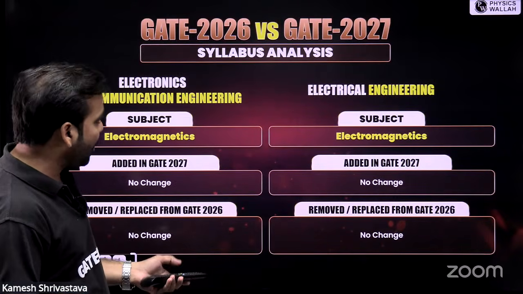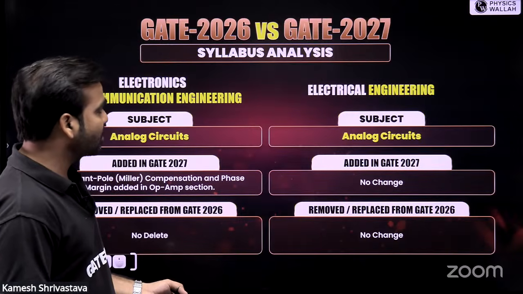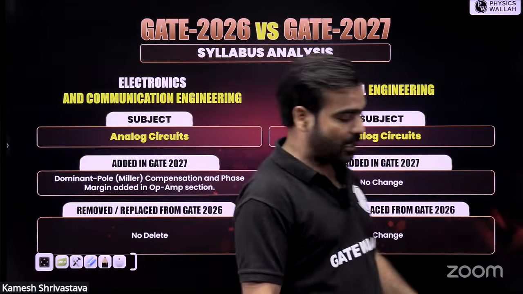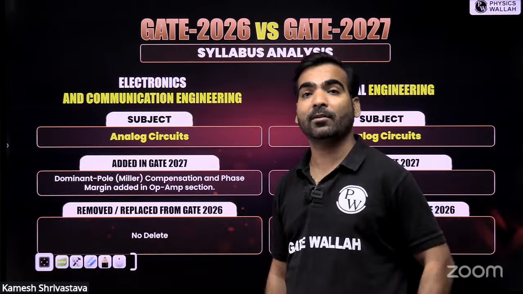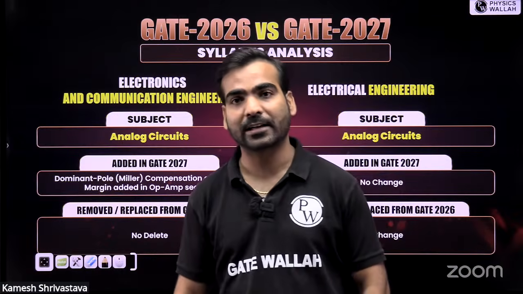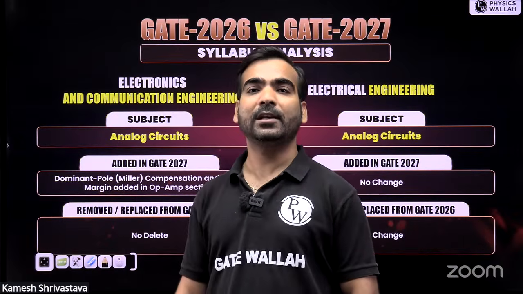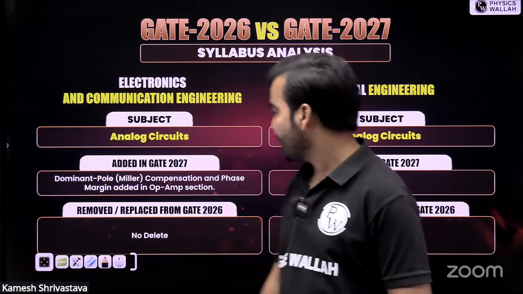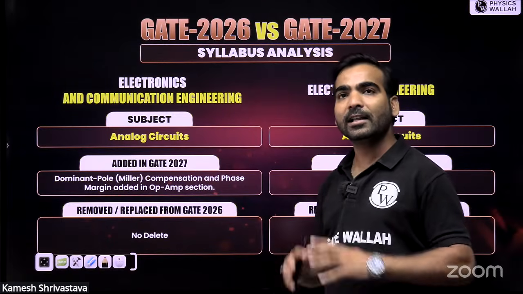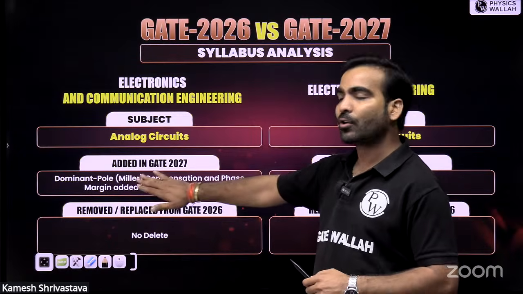Okay, so if you talk about analog circuits, analog electronics, which has a very good weightage in your ECE branch, that is 10 to 12 marks every year, analog electronics is being asked. Okay, so in analog circuits, earlier in the syllabus, these topics were not mentioned.